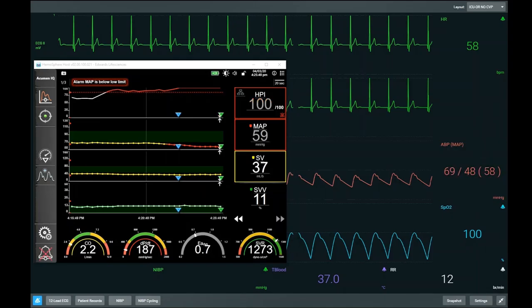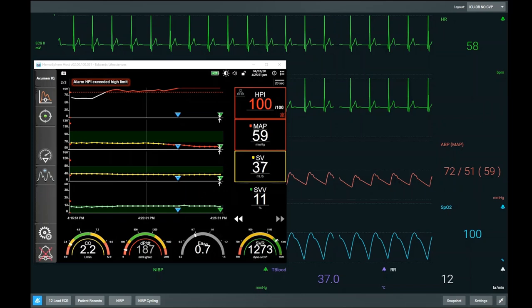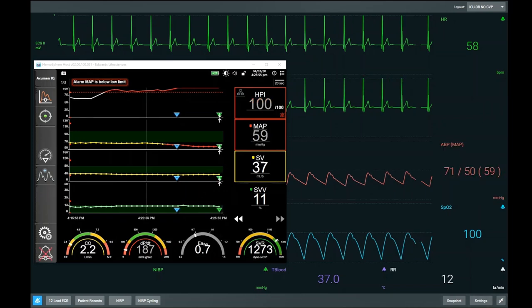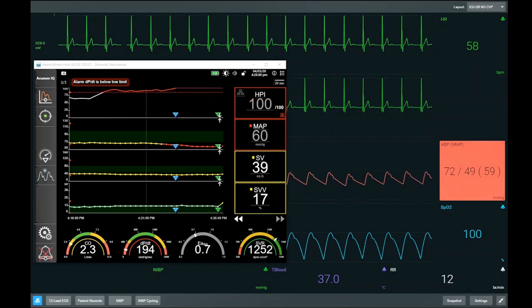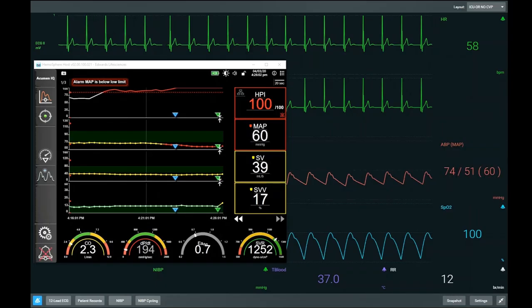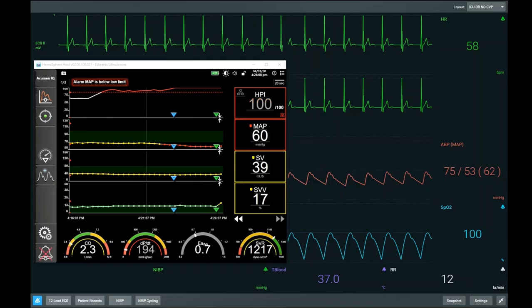the decrease in dP/dt. So now where we see the green arrow, we've given a small bolus of ephedrine to provide some beta stimulation to the heart. What we should see is a start to increase in our contractility and an increase in our blood pressure, and that will be mirrored by a decrease in our HPI, hypotension prediction index.